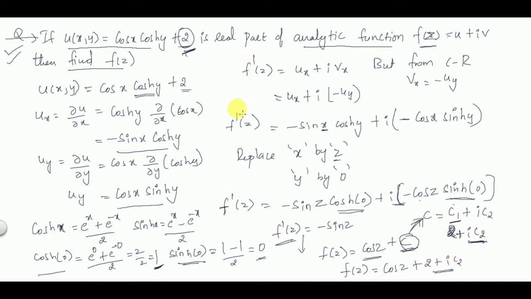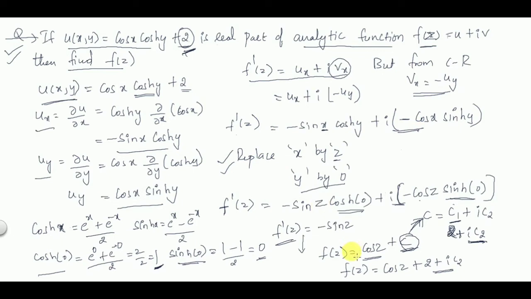Okay, so this is how we can solve a question using the Milne-Thomson method. You were given u, you found ux and uy, and we took the formula for f'(z). In that, from the Cauchy-Riemann equations, you converted vx into uy, because we are given only u, since we don't know v, right? So from that we got this by substitution, and at last you have to replace x by z and y by 0.